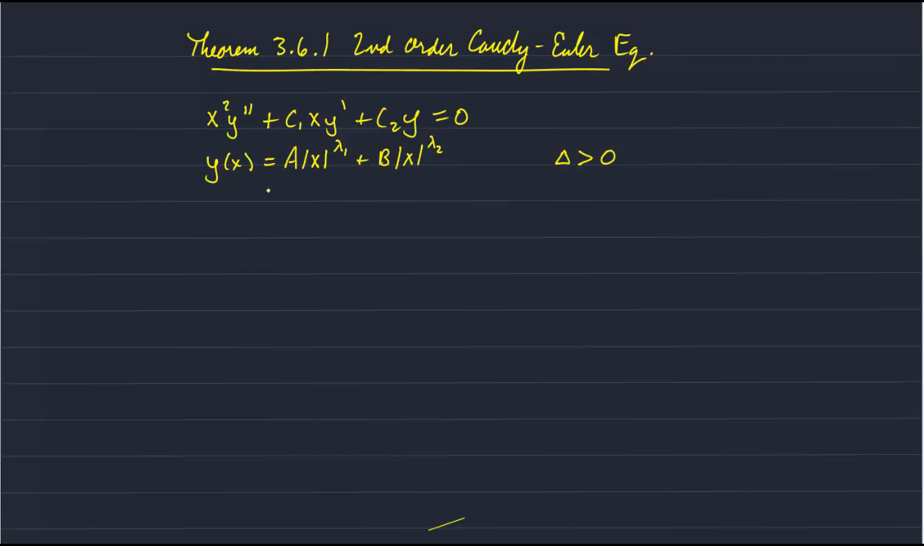Now the second case was when delta, the discriminant, is equal to 0, and in that case we had a repeated root, and that repeated root gives the solution x raised to the lambda power, which remember was repeated, and so we had to seek a second distinct, linearly independent solution, and it turned out that that second solution was some constant times the log of the absolute value of x.